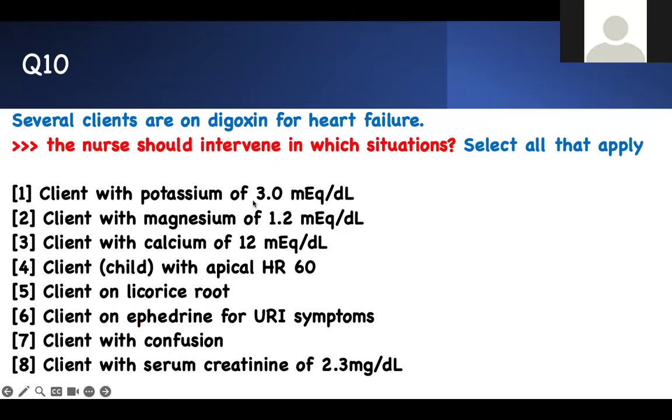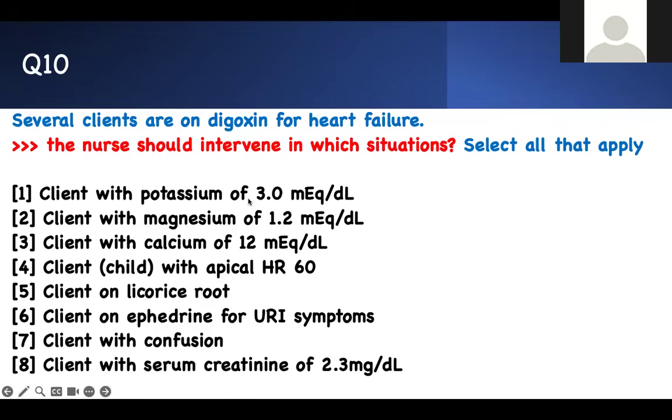Potassium of 3 is hypokalemia. That's a risk factor for digoxin toxicity. Magnesium 1.2, hypomagnesemia, risk factor for what? Digoxin toxicity, increases digoxin toxicity because of cardiac arrhythmia. Hypercalcemia also does the same thing, cardiac arrhythmia. A child whose heart rate is less than 60, that's what? Bradycardia for him. You've got to intervene. You want to make sure it's greater than 70 and it's less than 60. Therefore, it's 60. Therefore, we should intervene for that one.